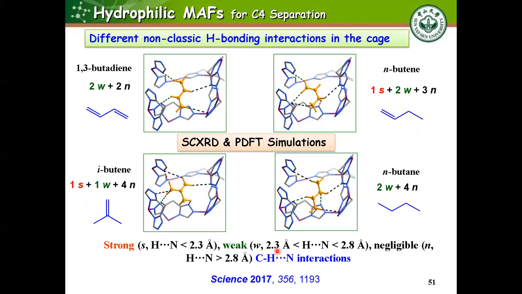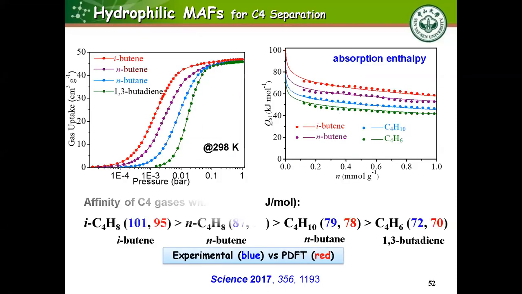We then used single crystal diffraction and DFT calculations on the gas-loaded sample to check the possible non-classic hydrogen bonding interaction for four C4 hydrocarbon molecules. Both the experimental and theoretical results are very consistent, indicating that different C4 molecules have different non-classic hydrogen bonding interactions, therefore leading to different binding energies. Again, the adsorption data, including gas uptakes and adsorption enthalpy, are also consistent with the DFT calculations.